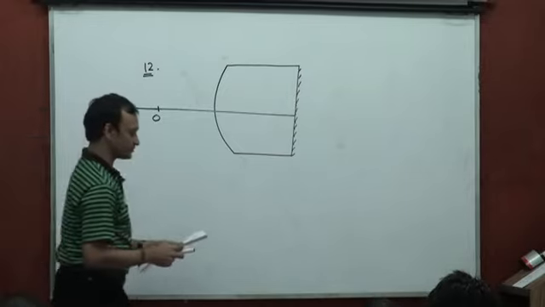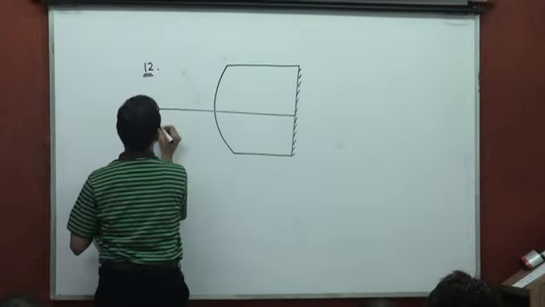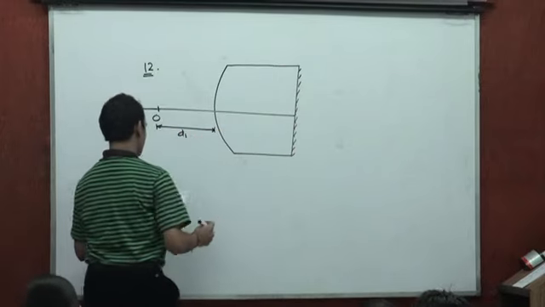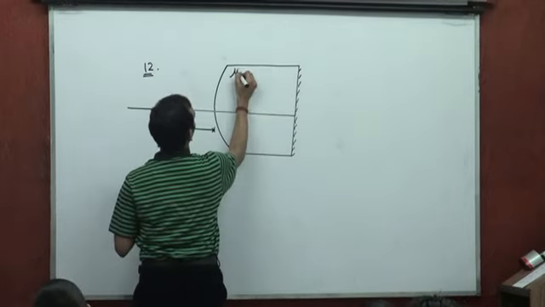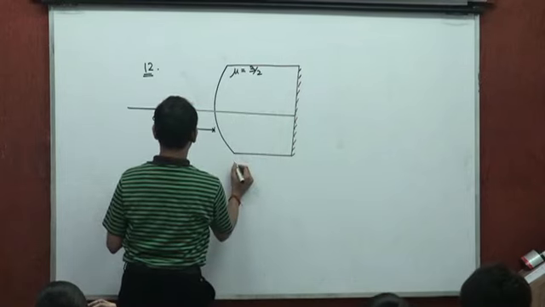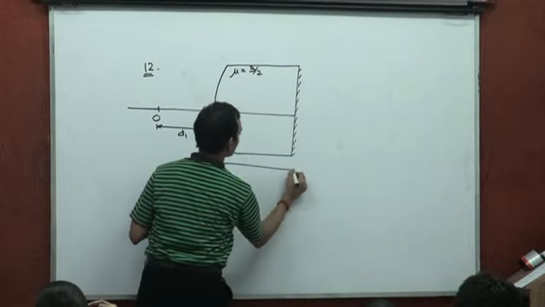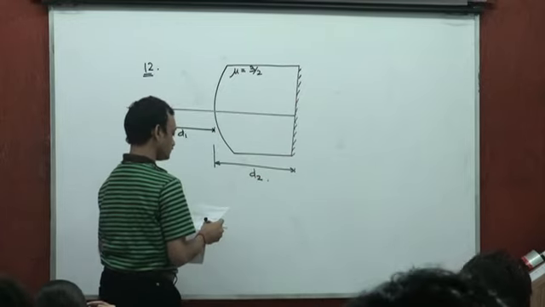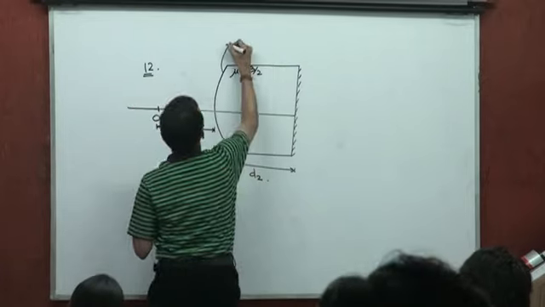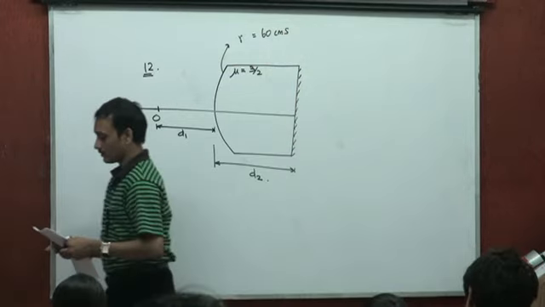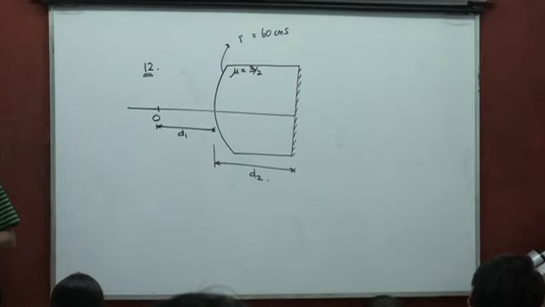Now there is an object at a distance d1. This is roughly d2. The magnitude of the radius here is 60 centimeters. I1 is the image formed after all reflections and refractions.